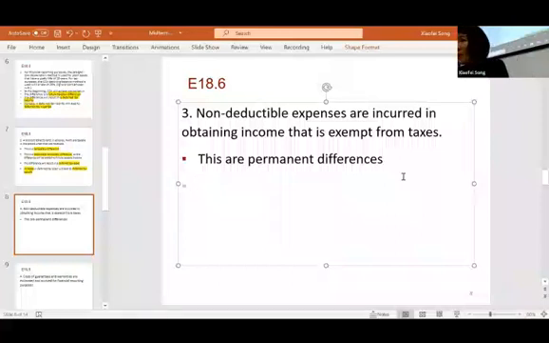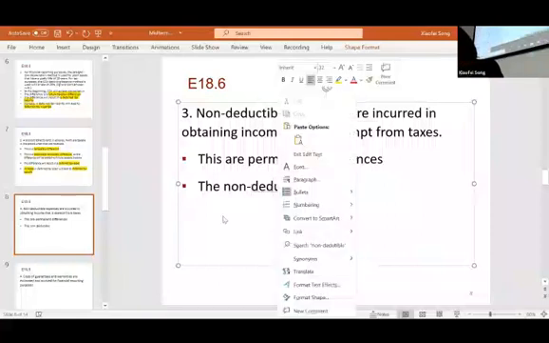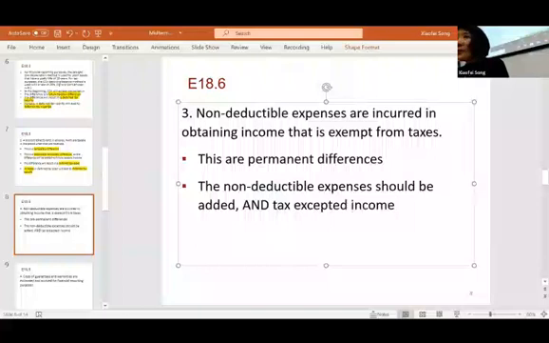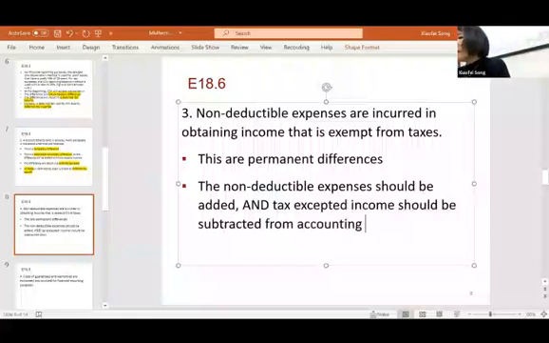So the non-deductible expenses should be added, and the tax-exempted income should be subtracted from accounting income to determine taxable income.